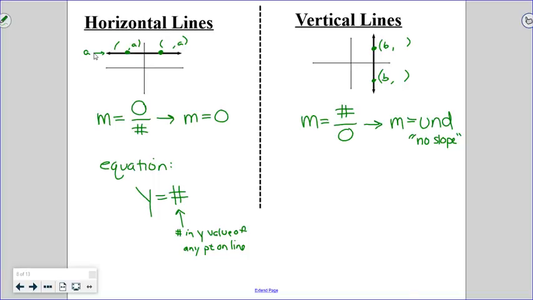Kind of depends on what standardized test, what textbook, whatever. All means the same thing. Means that there is no value there. Okay, no value for that slope. The equation, because all of the points that are on that line have the same x value, our equation is of the format x equals some number. And that number will match the x value of any point on that line.